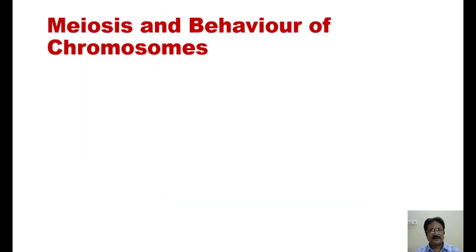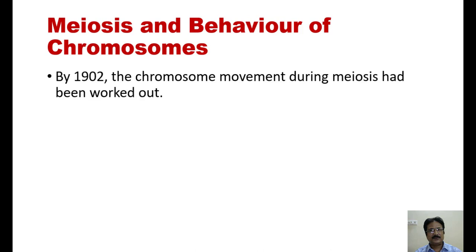Now let us see meiosis and the behavior of chromosomes, because this is the basis on which the chromosome theory lies. The chromosome was established. The movement of chromosomes from cell to cell was understood. It was then correlated with the Mendelian concept of inheritance, or transmission of the traits from one generation to the next. So, in 1902, the chromosome movement during meiosis had been worked out. This was an important event.